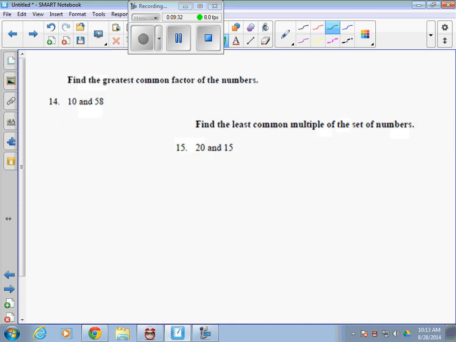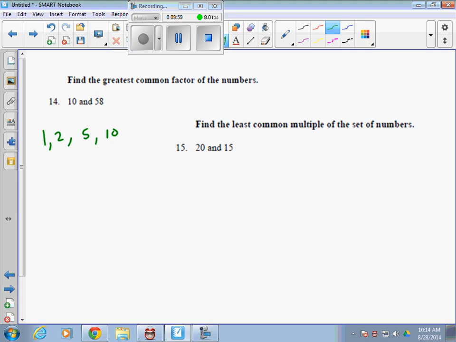Number 14, greatest common factor. What is the largest number that goes into both of these? Well, the easiest way to do this is to take the smaller value, or the number that you know has fewer factors in it. 10 is a smaller number than 58. 1 times 10 gives you 10, and 2 times 5 gives you 10. There are no other numbers that you can multiply by and get the number 10. So don't use the factors of 58, use the factors of 10.